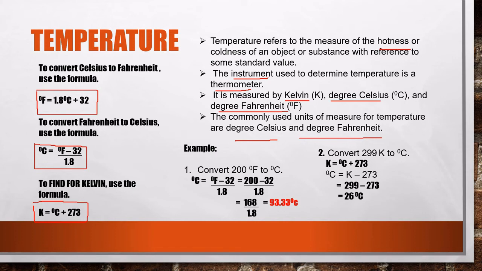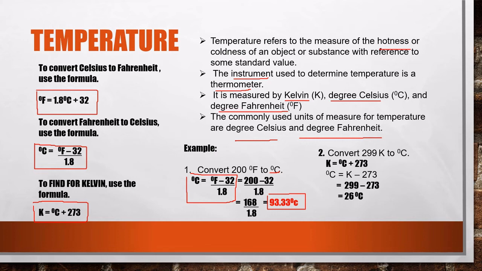For example, number 1, convert 200 degrees Fahrenheit to degrees Celsius. So, we are to convert degree Fahrenheit to degree Celsius. Use the formula: degree Celsius equals degree Fahrenheit minus 32, all divided by 1.8. So just substitute the given Fahrenheit, which is 200 minus 32, all divided by 1.8. So that is 200 minus 32 is equal to 168, divided by 1.8. That will give us 93.33 degrees Celsius.